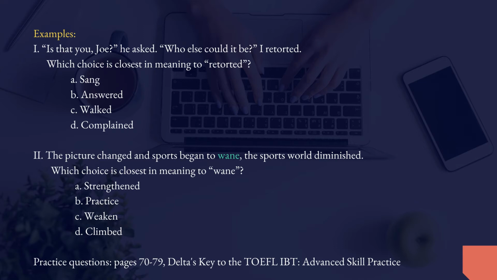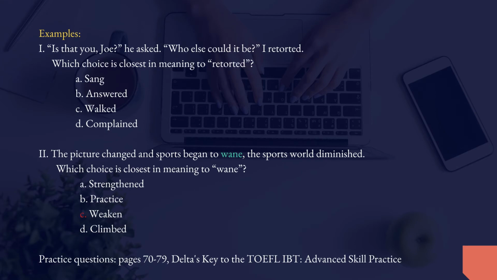But we cannot answer this question like this. It's not like the previous question. It's a bit more difficult. So let's consider the meaning. The sports world diminished. Sports world weakened, right? What is the result? The result, the end part, is the weakening of the sports world. Have that in your mind. Let's go to the first part of the sentence. The picture changed and sports world began to go to that result. Began to weaken, right? Therefore, wane means weaken.